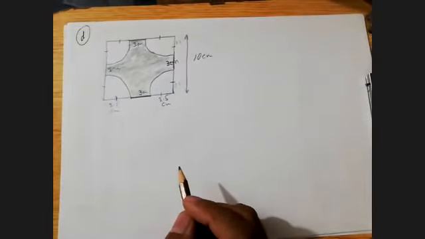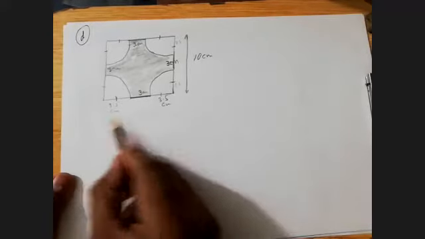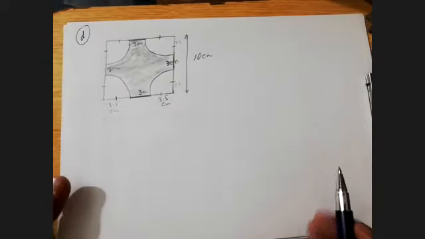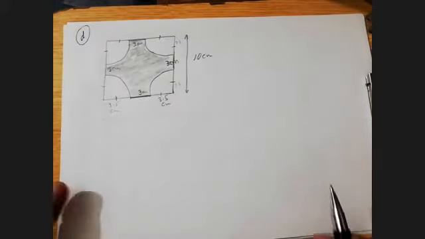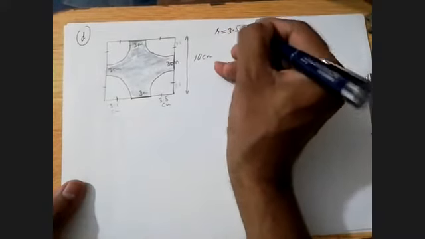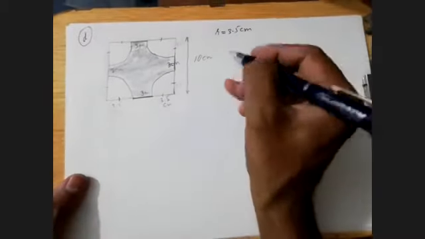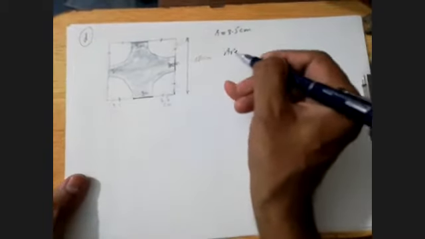So here you can see that this is a square. It is very easy to find out the area of square and then area of the shaded region. The radius is 3.5 centimeter. Area of shaded region.